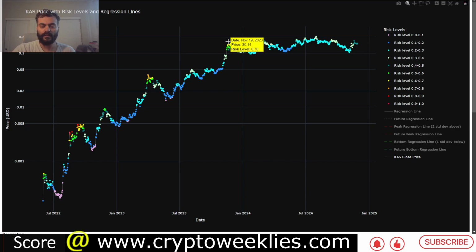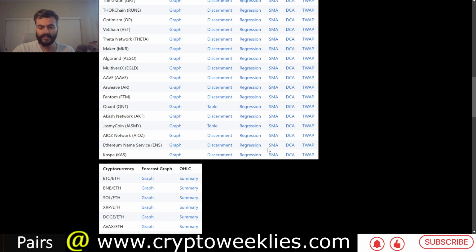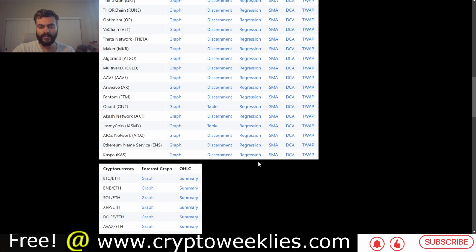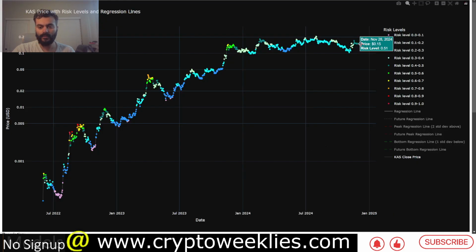Over here at November 2023, the risk levels per this model was 70%, but if you compare that with the SMA model, November 2023, you would find the risk levels were at around 100%. So that's why we have a composite of all the models at the end to estimate what could be a bull case scenario for Kaspa.